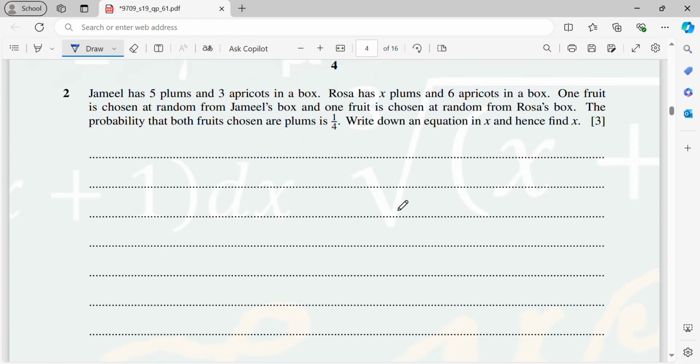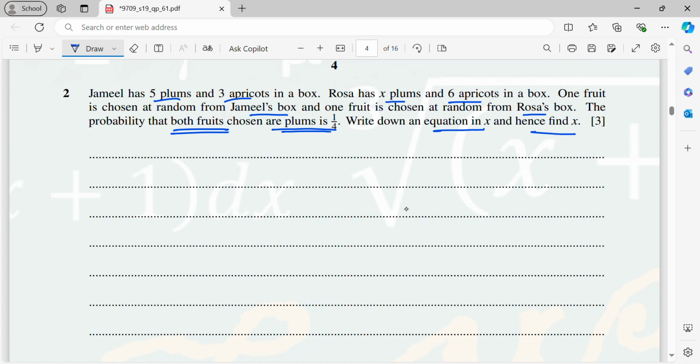Now, question number 2, Jamil has 5 plums and 3 apricots. Rosa has X plums and 6 apricots in a box. One fruit is chosen at random from Jamil's box and one fruit is chosen at random from Rosa's box. The probability that both fruits chosen are plums is 1 over 4. Write down an equation in X and hence find X.